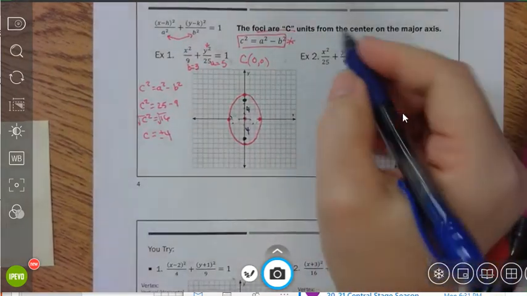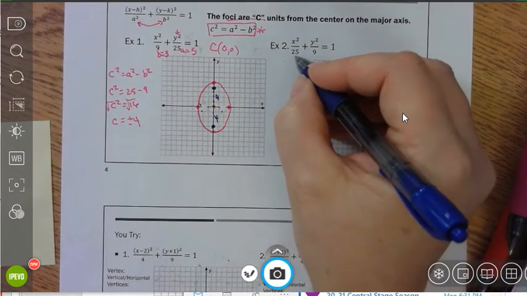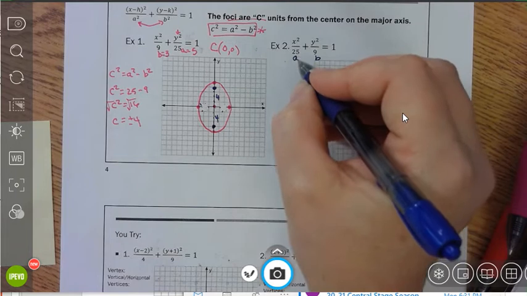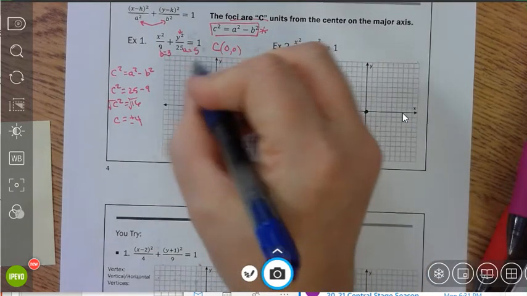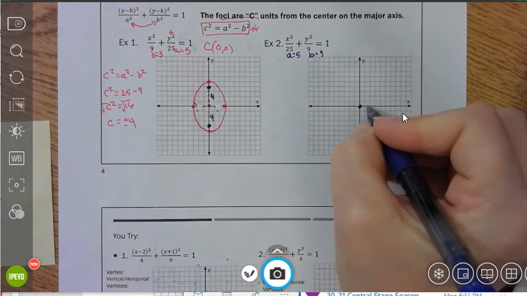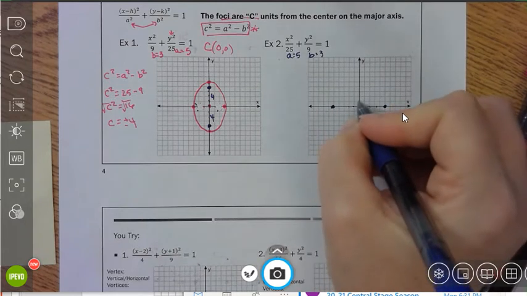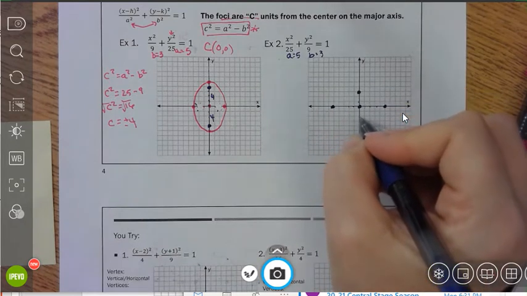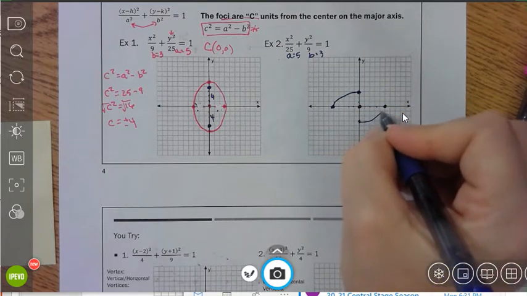All right, so looking at this one, it's going to look the same, except this time this is your A and this is your B. So the A is a 5 and the B is a 3, which matches over here. But notice that the A went with the X. So in the X value, 1, 2, 3, 4, 5, and we would make the ellipse.